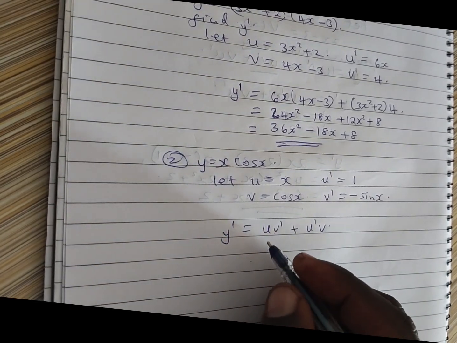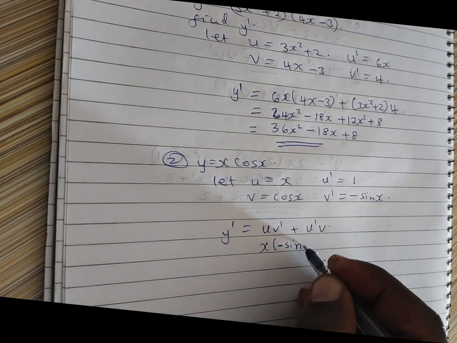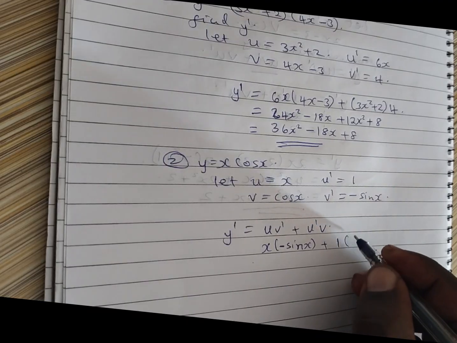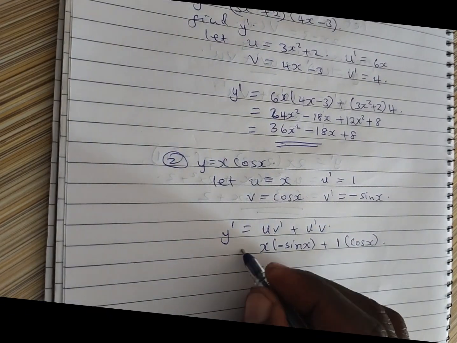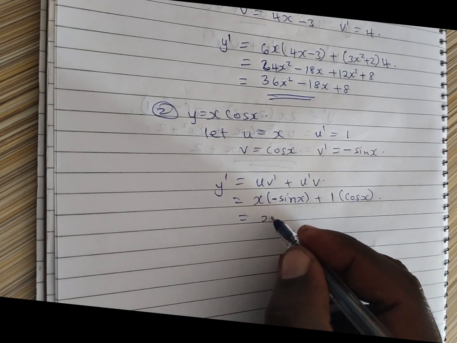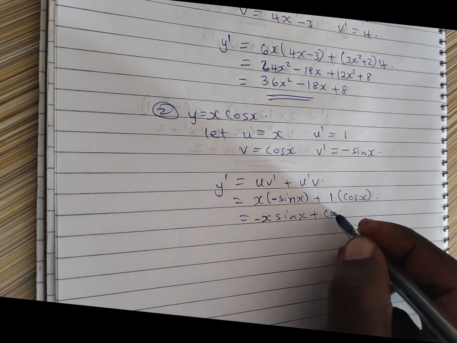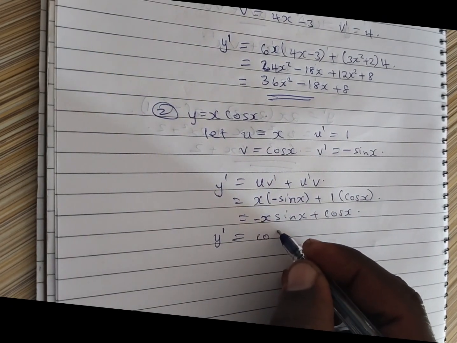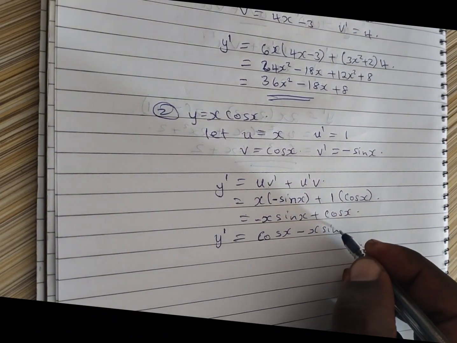So this one will be u is x, v prime is negative sin x, plus u prime is 1 times v, which is cos x. So this one will give us negative x sin x plus cos x. This is y prime equals cos x minus x sin x.